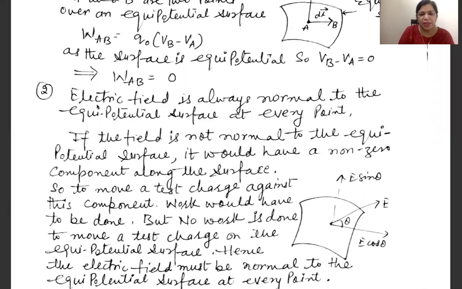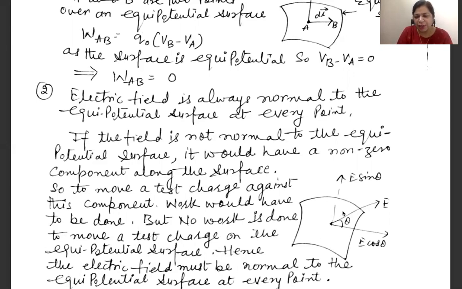Now the second property you can see: the electric field is always normal to the equipotential surface at every point. Now you can read it first. If the field is not normal to the equipotential surface, it would have a non-zero component along the surface. So to move a test charge against this component, work would have to be done. But according to the definition, no work is done to move a test charge on the equipotential surface. Hence, the electric field must be normal to the equipotential surface at every point.